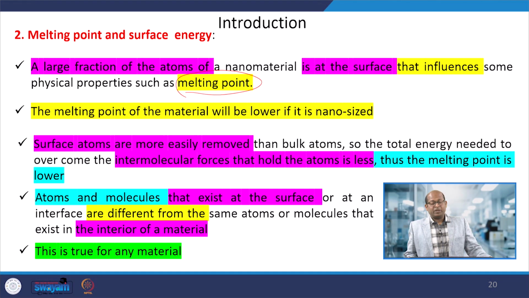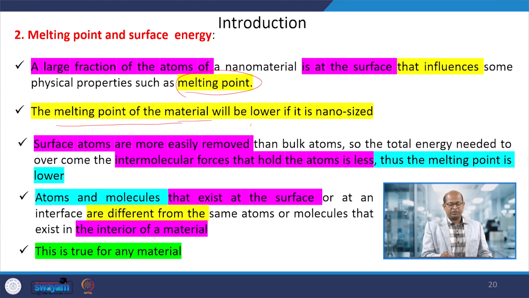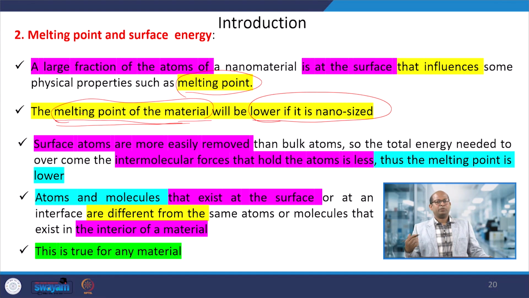So the melting point of the material, when it is converted into nano, will be lower. Initially the same material in bulk form, when converted into nano, its melting point will decrease. That is maybe due to the surface energy. The energy present at the surface of bulk materials and nanomaterials is different, as different fractions of atoms are present at the surface. Therefore, the surface energy will also change, and therefore the melting property of that material will change.